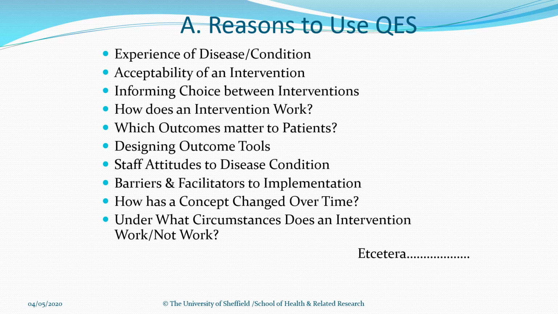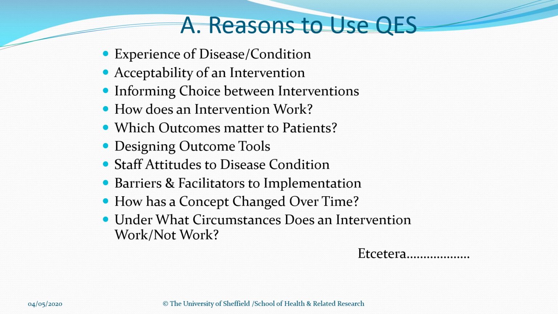We've mentioned experience of a disease or a condition, or the acceptability of an intervention. It can help us to identify factors determining a choice between interventions. It can help us get under the skin of an intervention to see how an intervention works. It gives a patient orientation to our decisions in terms of which outcomes matter to patients, and indeed former colleagues have used qualitative research syntheses to identify what's important to go into our outcome tools when measuring experience of a condition. We don't focus only on the patient perspective or the perspective of carers.